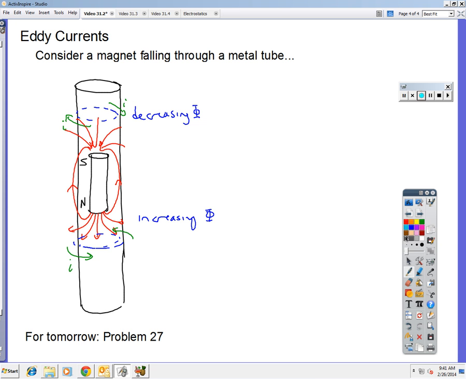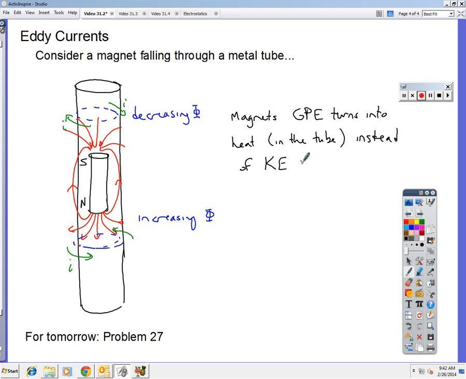The net effect is that the magnet's energy, instead of turning into kinetic energy as it falls, its potential energy gets turned into heat dissipated in the walls of the tube. And it falls very, very slowly. So the magnet's gravitational potential energy turns into heat in the tube instead of kinetic energy, and so the magnet falls very slowly. And these currents that are formed in the metal tube are called eddy currents. And generally you want to avoid eddy currents in engineering applications because they just waste energy.